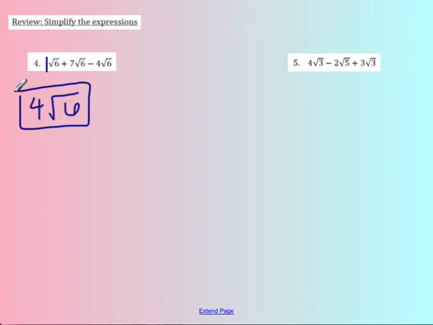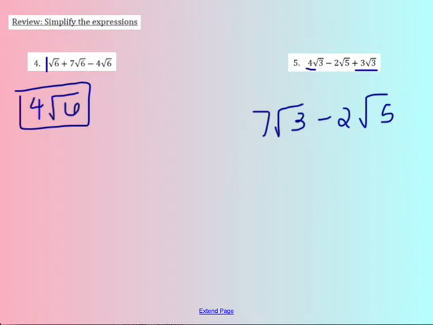Taking a look at number 5, we have 4 square root of 3 minus 2 square root of 5 plus 3 square root of 3. What we want to do is add our like terms. So we have 4 plus 3, which is going to give us 7. And remember, when I add them together, the square root of 3 stays the same. And then we're going to have minus 2 square root of 5. So that's what we talked about on your previous note sheet.